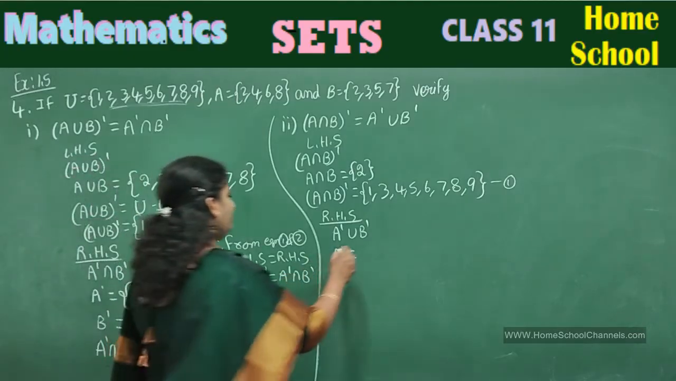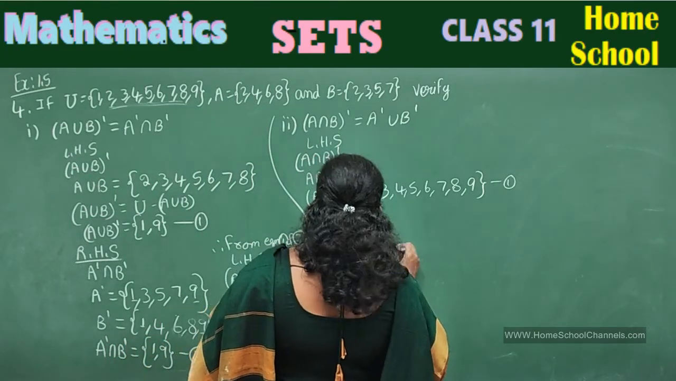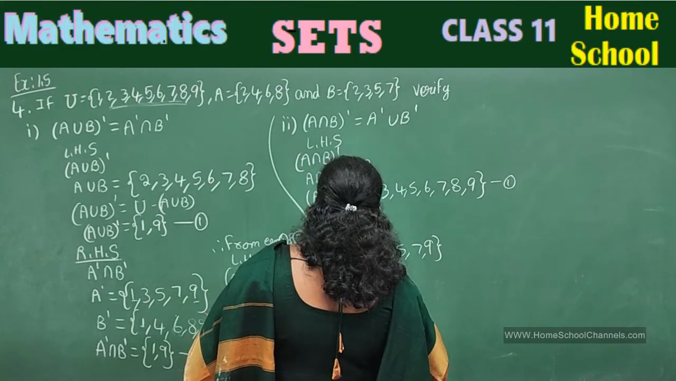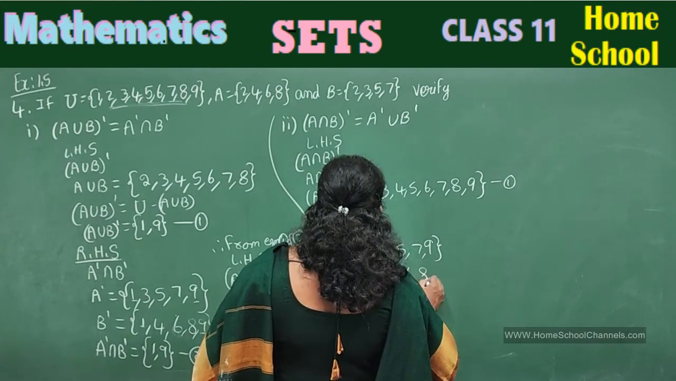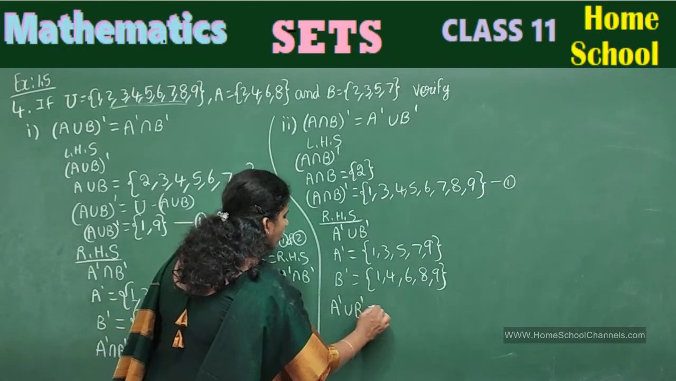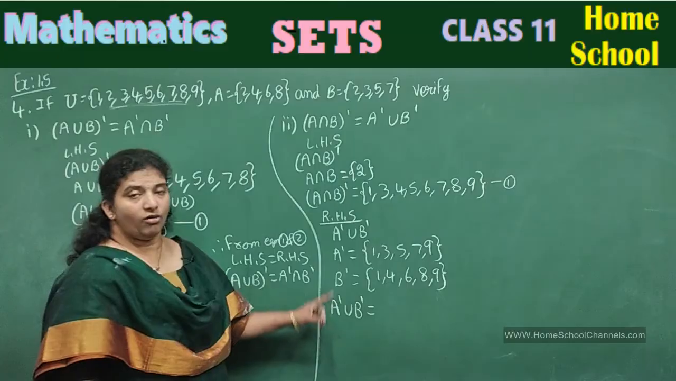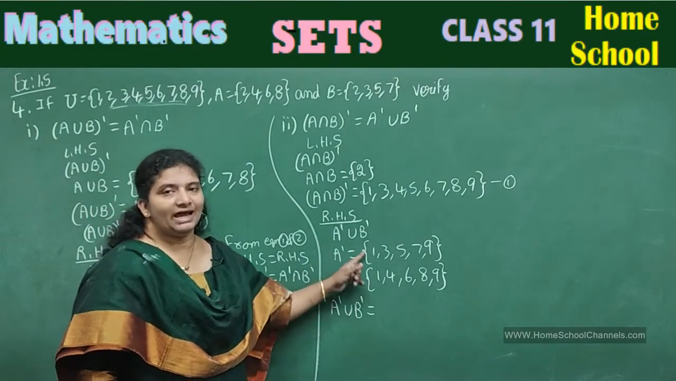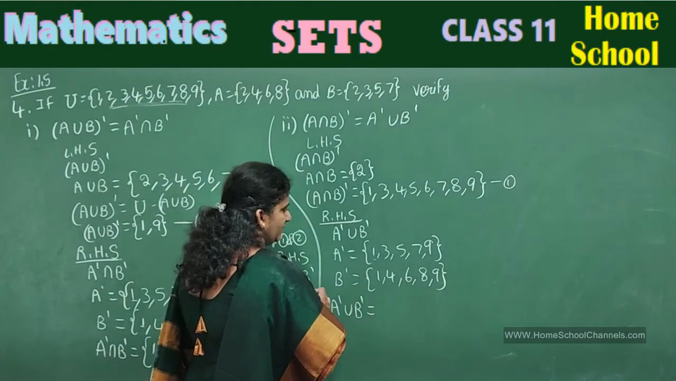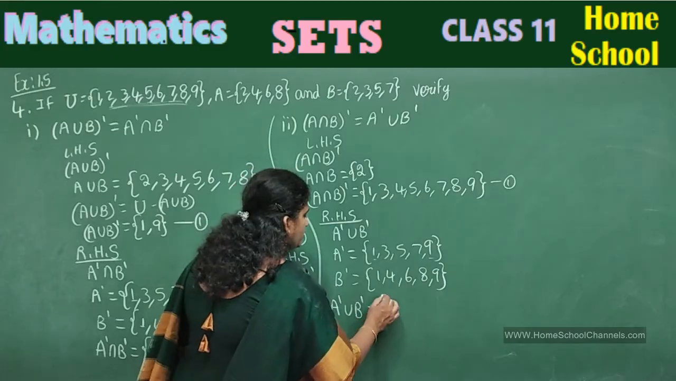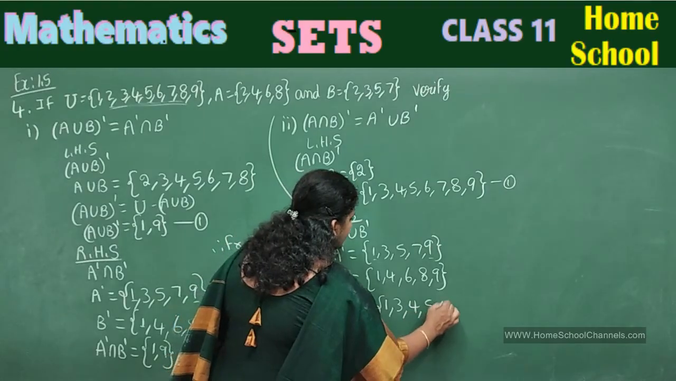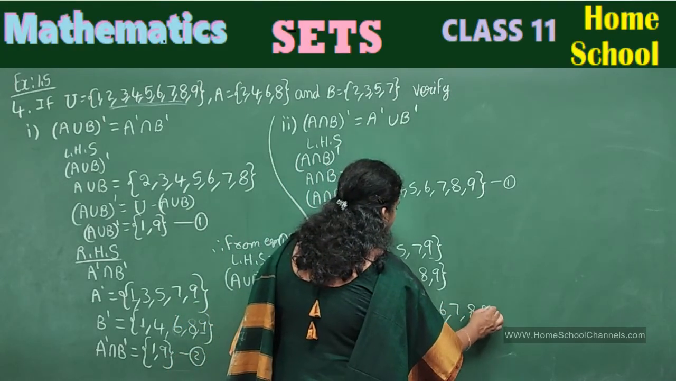We can write directly: 1, 3, 5, 7, 9. And B complement is 1, 4, 6, 8, 9. Now next step, A complement union B complement. Union is the combination of two sets' elements. Write the repeating elements one time. So what are the elements repeated here? 1 is repeated, 9 is repeated, right? So the union of these two sets is 1, 3, 4, 5, 6, 7, 8, 9.